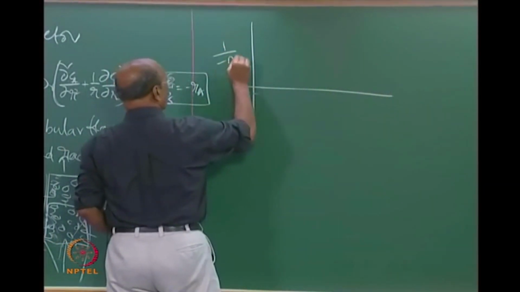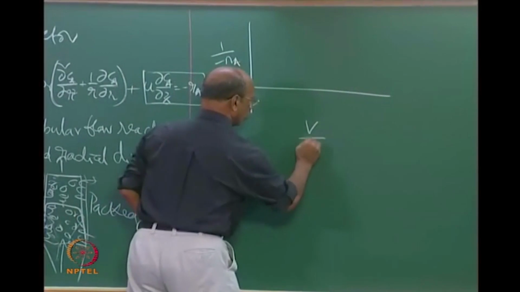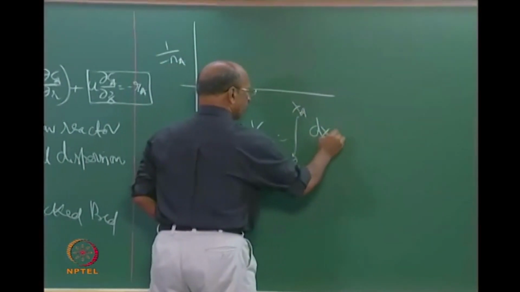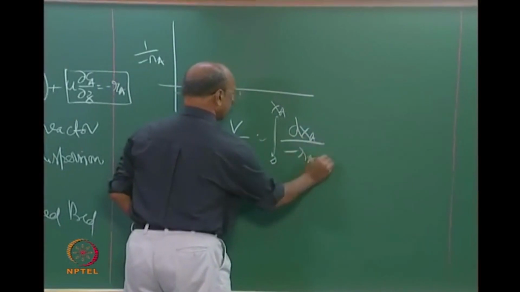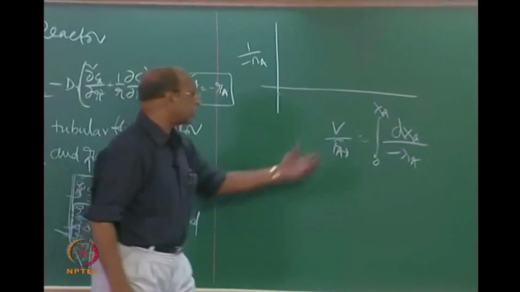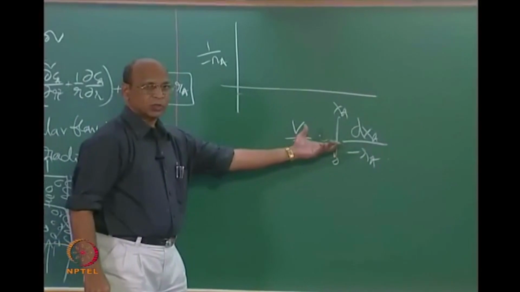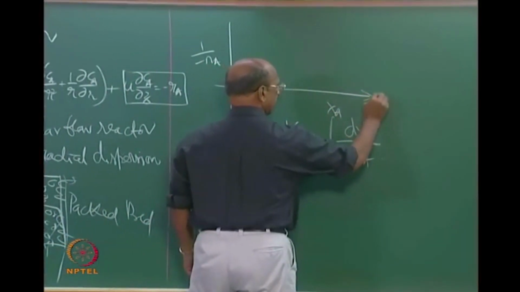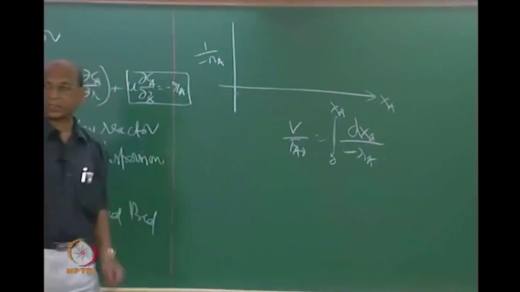Anyway, I have also not given the actual graph for that equation. V by F A naught equals the integral from 0 to XA of dXA by minus RA. So this is what we are plotting. You can tell me how we have to plot. This is XA, this is 1 by minus RA.